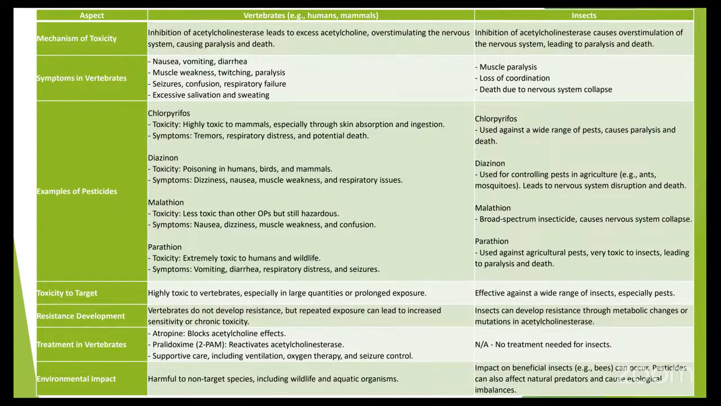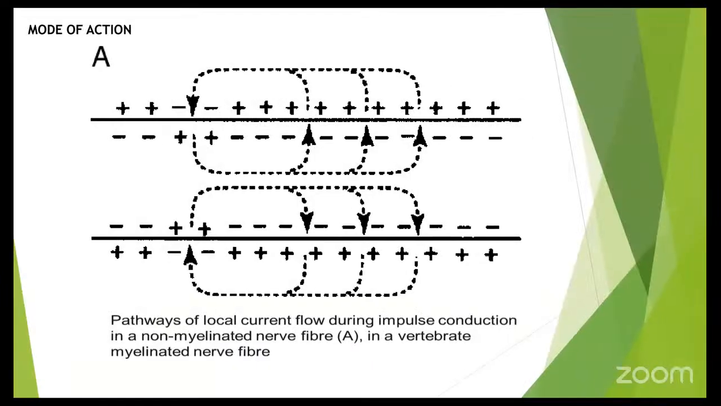Whereas in insects, there is no treatment needed, because the purpose of using the organophosphorus compound here is to kill the insect. Environmental impact: yes, harmful to non-target species, including wildlife and aquatic organisms. In insects, impact on beneficial insects can also occur, because we don't want beneficial insects to get affected. But still, this can show its toxic effects on the beneficial insects, and pesticides can also affect natural predators and cause ecological imbalances.